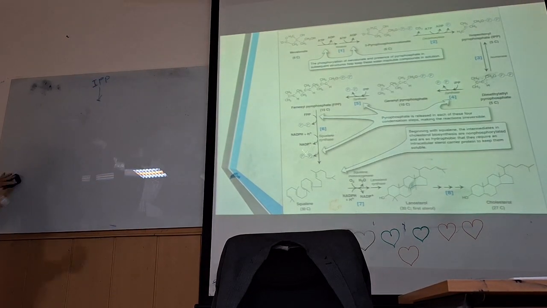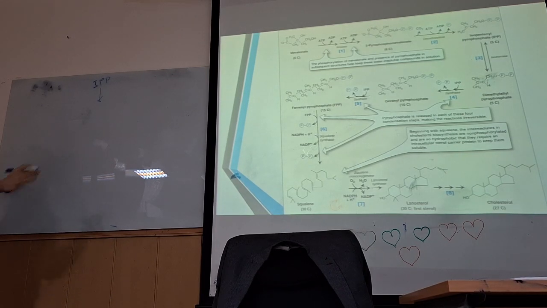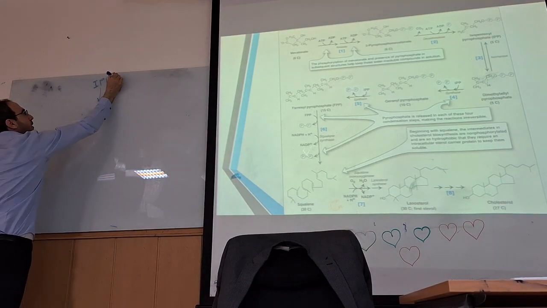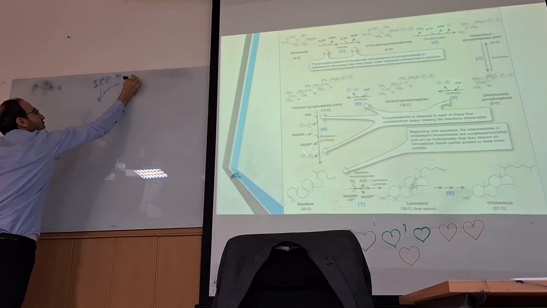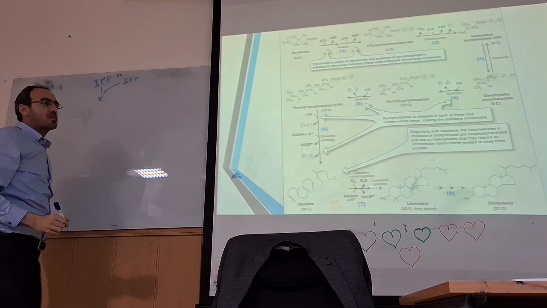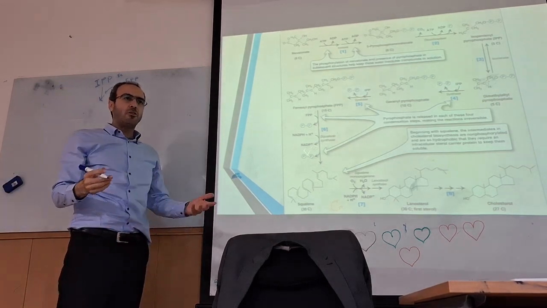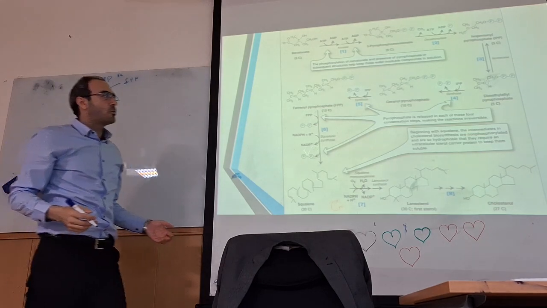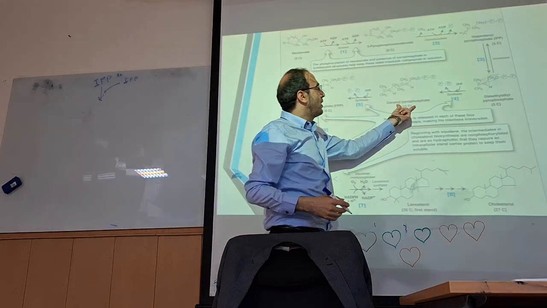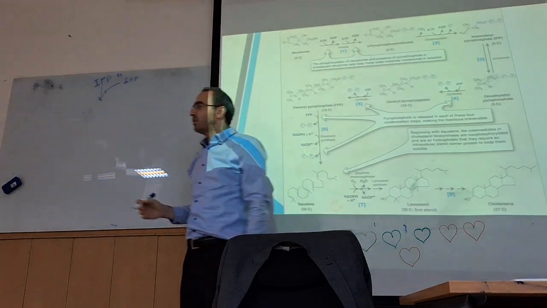IPP converts to another isoform, which doesn't matter for us. Then it has 5 carbons. If we add another isopentenyl pyrophosphate, what's created for us? The molecule with how many carbons? 10 carbons. We call it geranyl pyrophosphate, GPP.